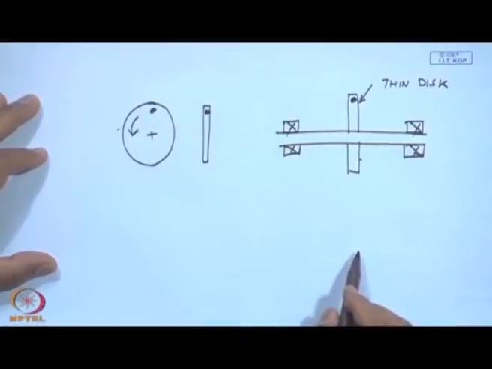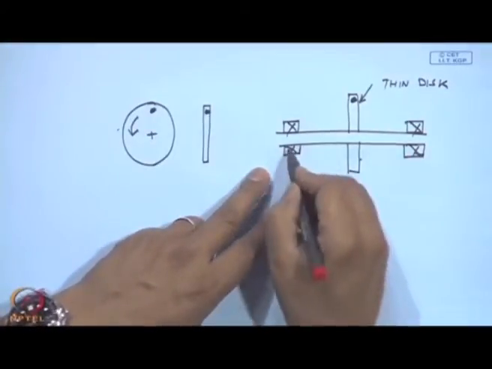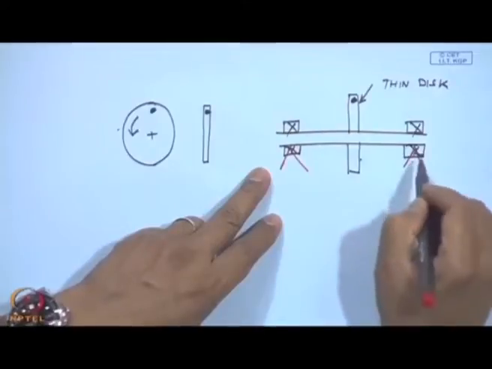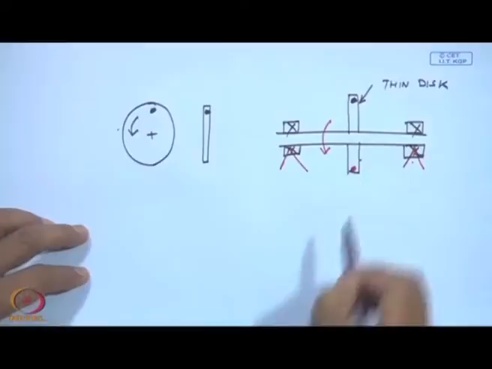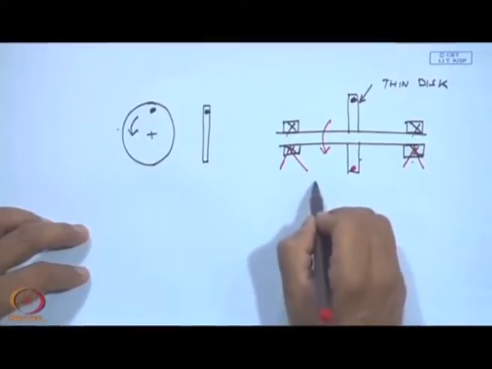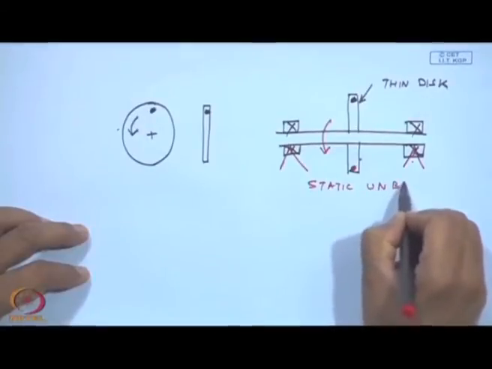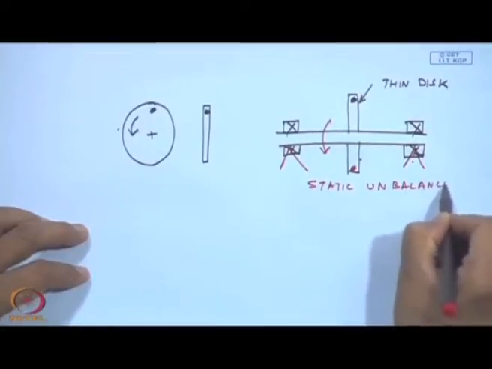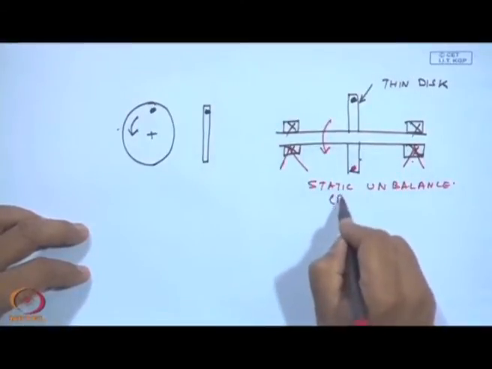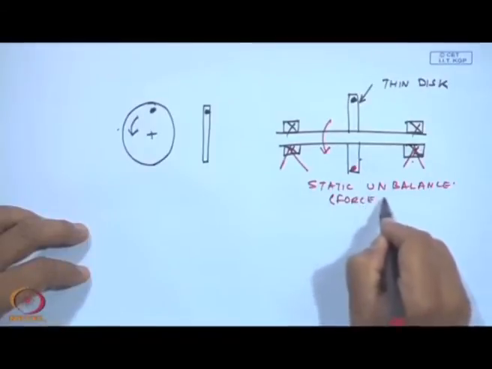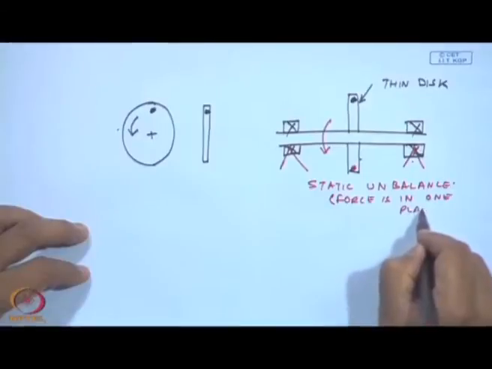So, in this case, if I support this disk on knife edges like this, this is going to always come down because of gravity to this location, and this is the case of a static unbalance, where the forces are only in one plane. The unbalanced force is in one plane.